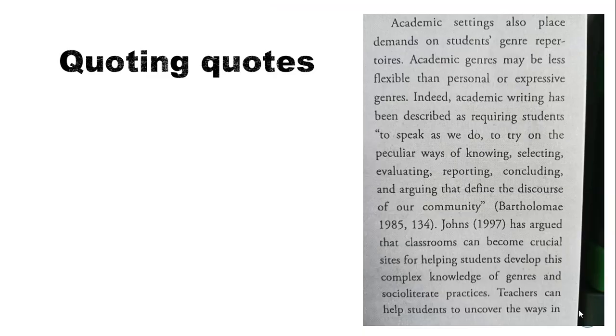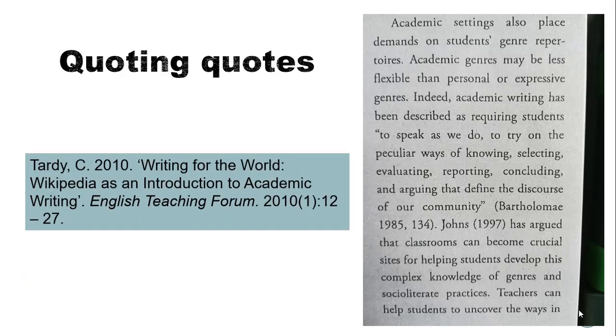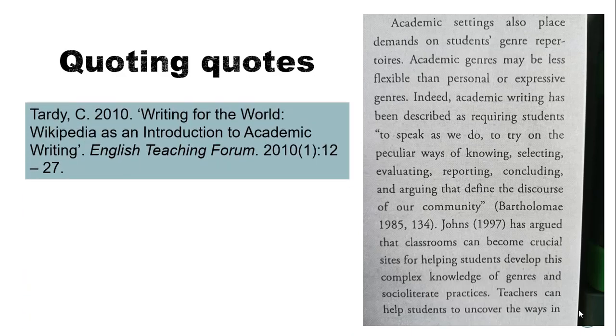Sometimes the quote you would like to use is a quote that the writer of the source you are reading has quoted. This excerpt is also taken from the reading Writing for the World, Wikipedia as an Introduction to Academic Writing, written by Tardy. Here is the full reference for this source. Here, the writer Tardy has used a quote from Bartholomew. You might think this quote is perfect for your assignment. The problem is you have not read Bartholomew, so you cannot write the in-text reference indicating Bartholomew. Bartholomew will also not appear on your reference list, as it is not a source you have read or consulted.